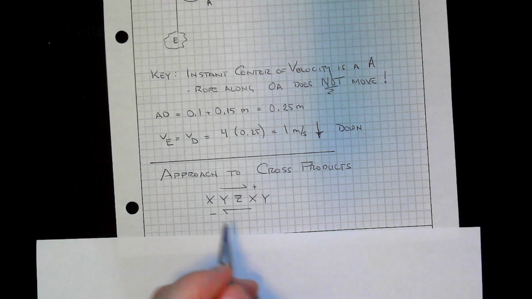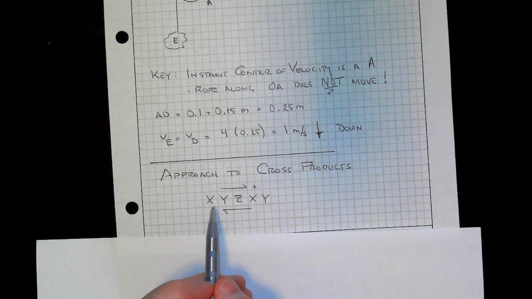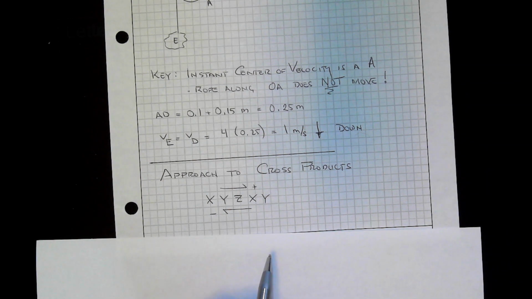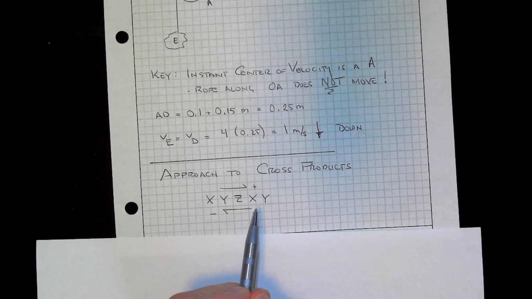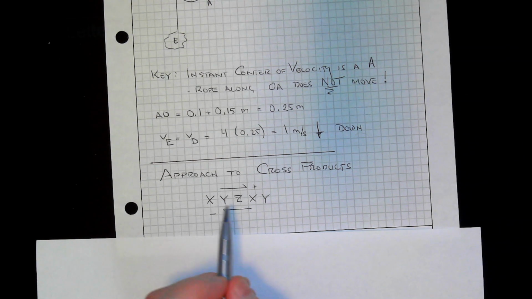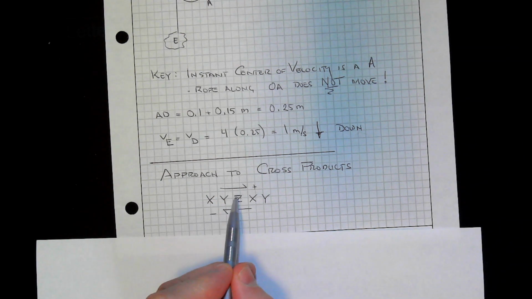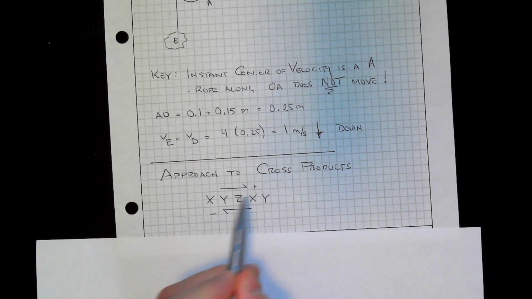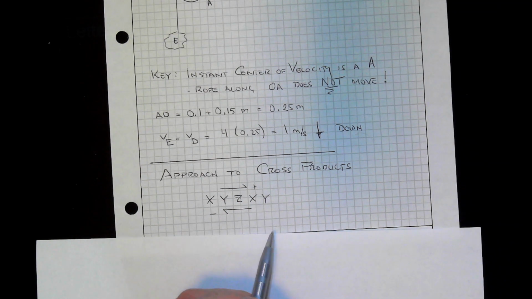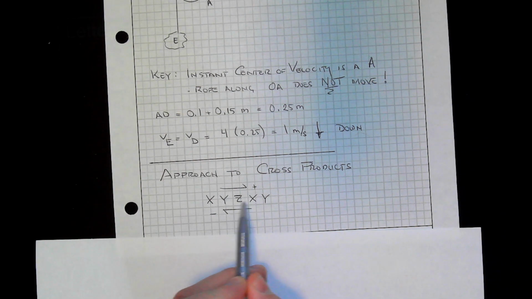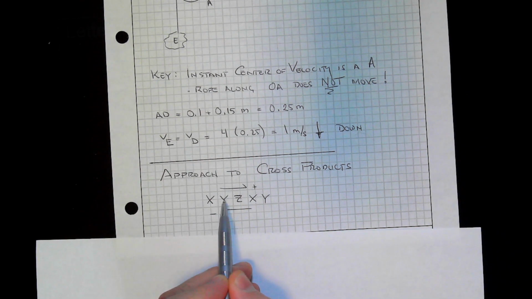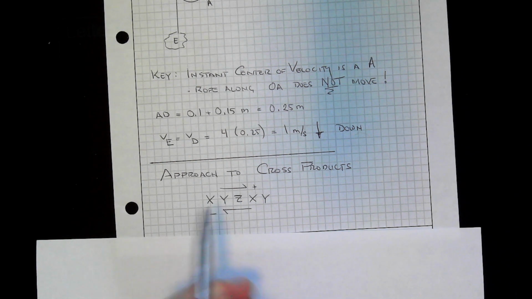If I have cross products, generally at the top of the page I write the following: x, y, z, x, y. And what does this do? If I read this in the normal way, left to right, I'll call that positive. What that says is x cross y gives z, y cross z gives x, z cross x gives y. If you read it backwards, we'll call that negative. Y cross x is minus z, x cross z is minus y, z cross y is minus x.